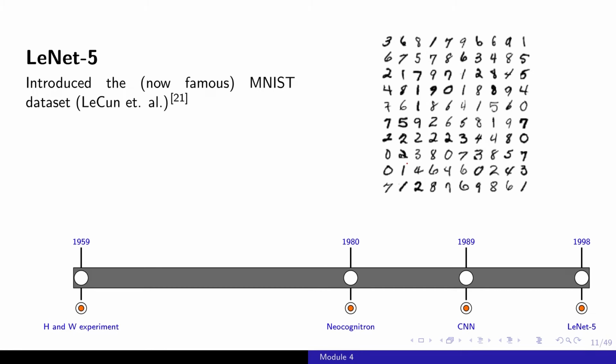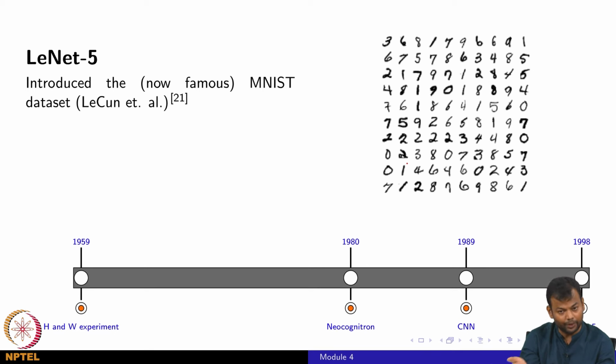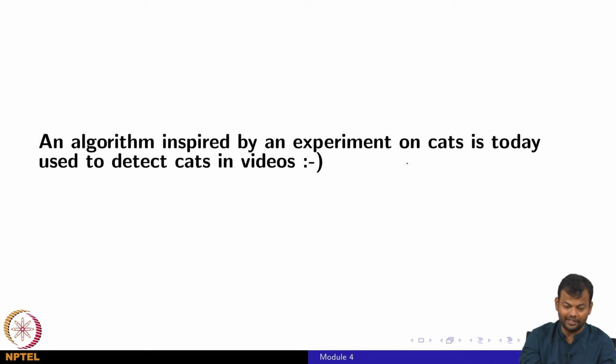In 1998, this now famous data set, the MNIST data set, which is used for teaching deep neural network courses or even for initial experiments with various neural network based models, was released. It is one of the popular data sets used in this field, and even today, even for my course, I use it for various assignments. So it's interesting that an algorithm which was inspired by an experiment on cats is today used to detect cats in videos. Of course, among various other things, I'm just jokingly saying this.